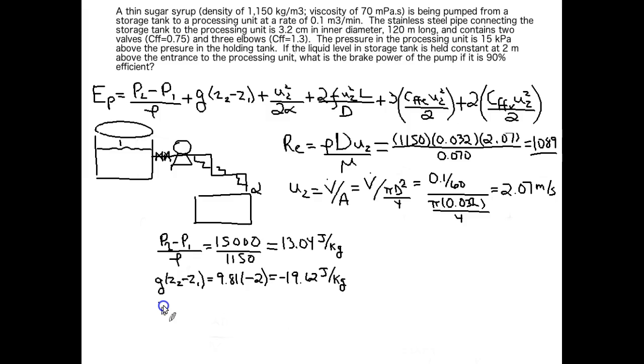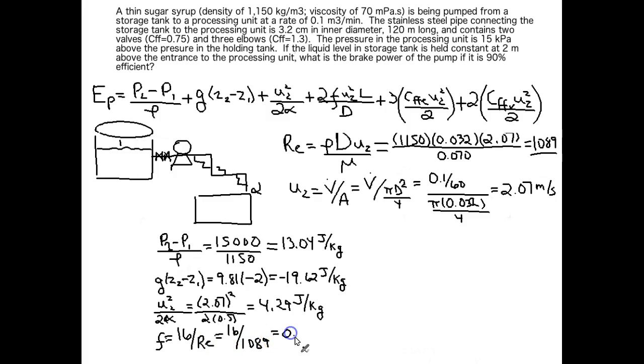Next up, kinetic energy. All right, our kinetic energy is 4.29 joules per kilogram. Notice that we plugged in 0.5 for alpha because we have laminar flow. Before we get to major friction losses, we need to figure out our Fanning friction factor. And remember that that was equal to 16 divided by the Reynolds number. Okay, there we go. Our Fanning friction factor is 0.0147. Now we can calculate our major and minor friction losses.